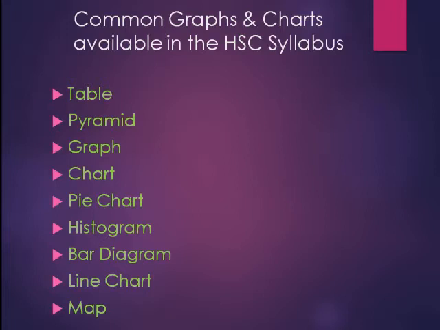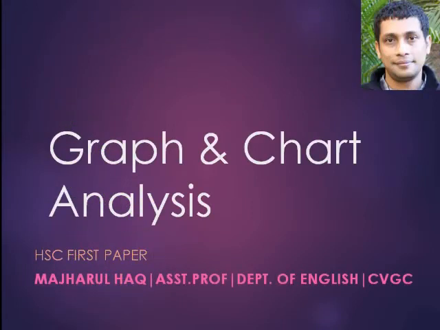Before I go to the deeper part of this analysis, I would like to let you know that there are different types of graphs and charts given in the question paper. Let's have a look at them. First is table, pyramid, graph, chart, pie chart, histogram, bar diagram, line chart, and map. These are the items that will be given in your question paper. But for time constraint, I would like to discuss only those areas which are very much applicable and suitable for your exam. Let's have a look at this.